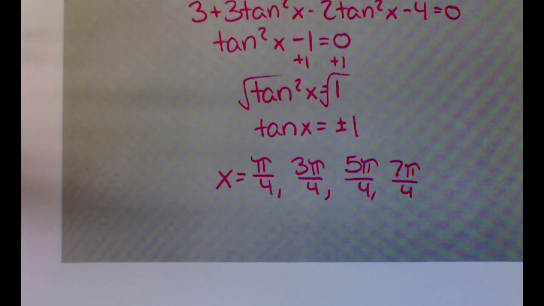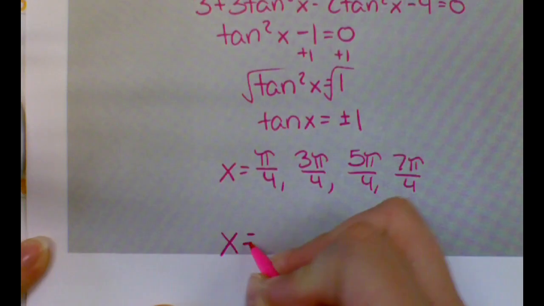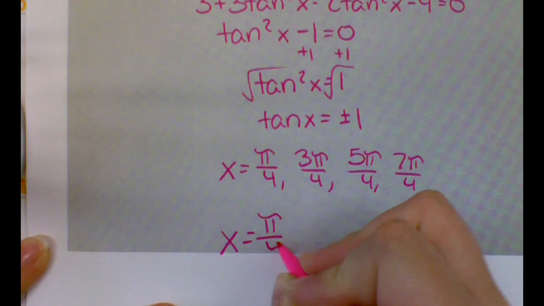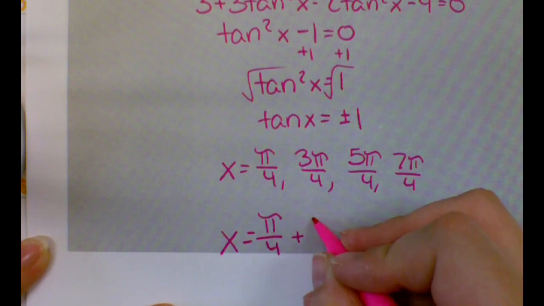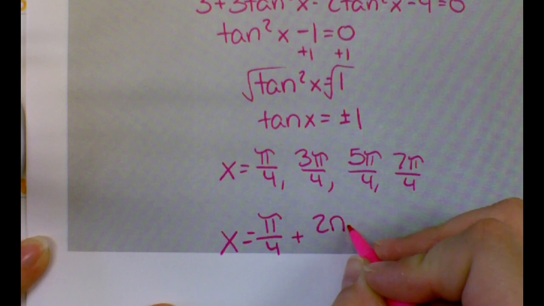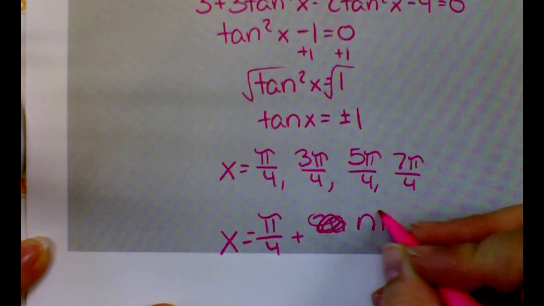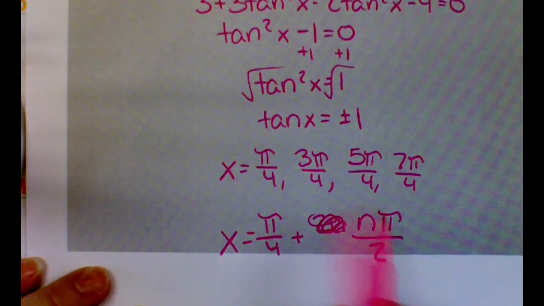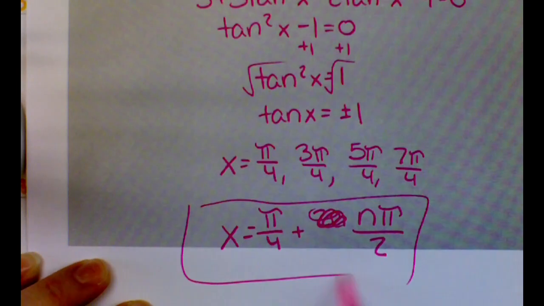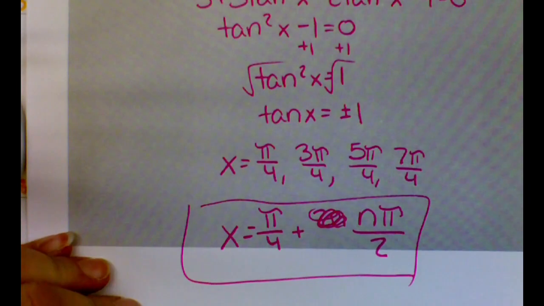Now this one I notice I can write even shorter than pi over 4 plus n pi and 3 pi over 4 plus n pi. It's going up by pi over 2 each time. So I can actually say x equals pi over 4 plus 2 n pi over 2. There we go. That's where the 2 goes. That is a shorter version of our answer.